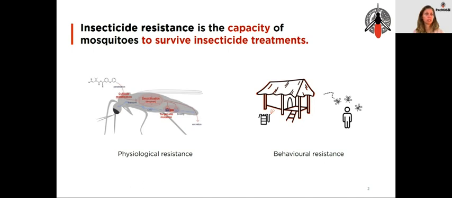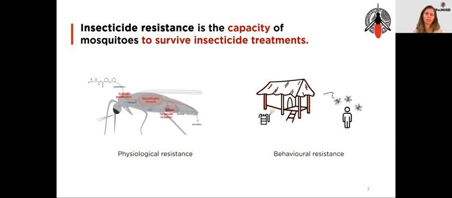So there's two different types of insecticide resistance that are recognised. On the left, you can see physiological resistance, which results from changes to the mosquito physiology that enable the mosquito to survive exposure to the insecticides. So this could be changes to the target sites that the insecticides bind to, or a stronger metabolism or detoxification, or even a thicker cuticle of the mosquito that minimizes absorption. It's the most common form of insecticide resistance.